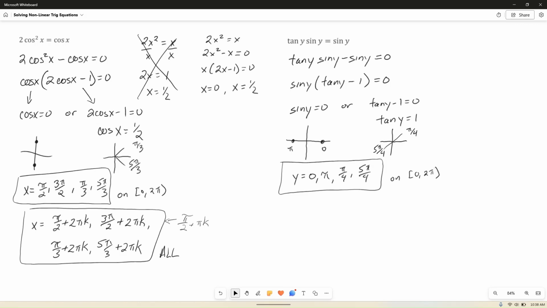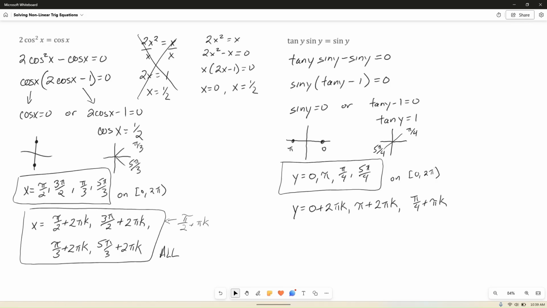Now, if we want to, again, list out the specific ones, then for any solution that came from the sine, we need to add a 2 pi k. For any solution that came from the tangent, we can just add a pi k. So we get y equals 0 plus 2 pi k, and pi plus 2 pi k, because those come from the sine. And then from the tangent, we only need to use one of them. So we'll take pi over 4 plus pi k.